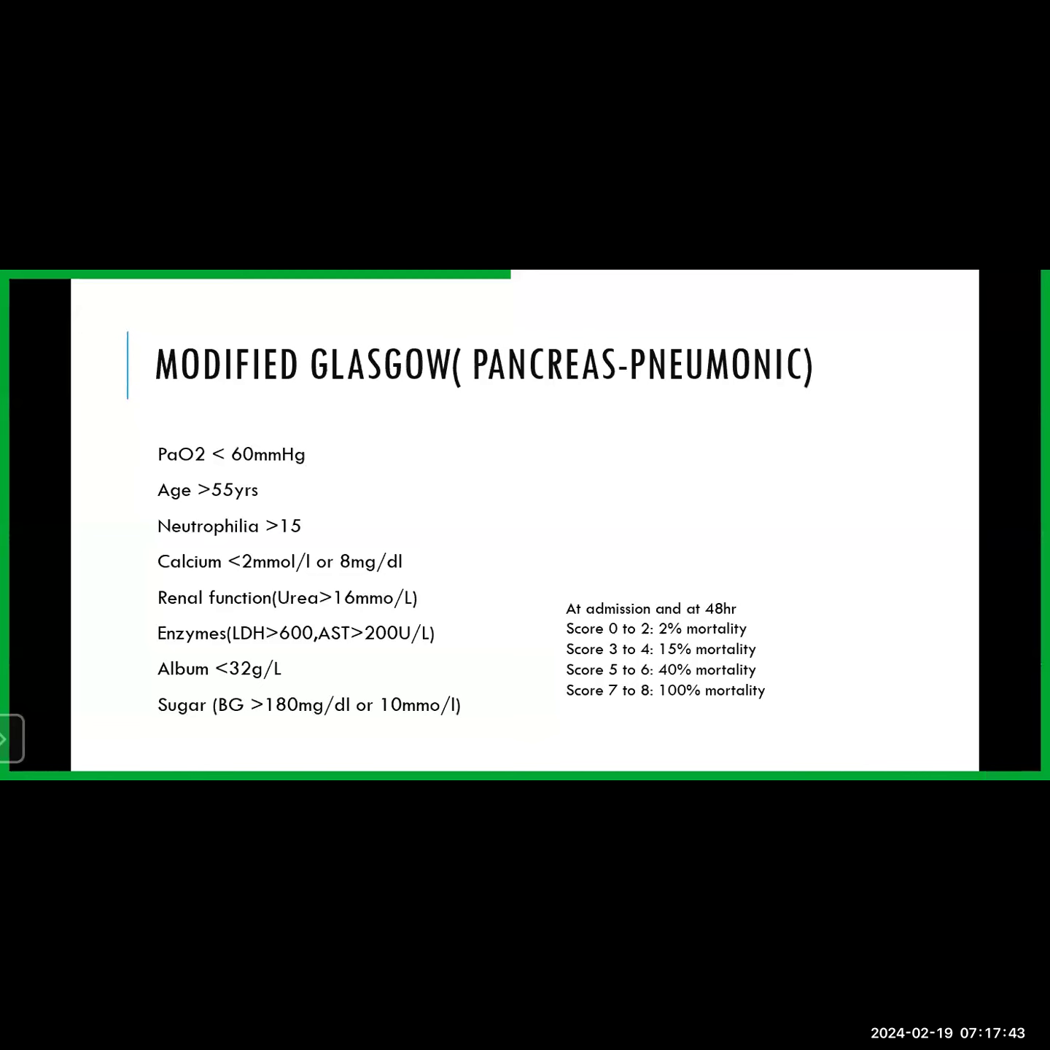And then the modified Glasgow pancreatic mnemonic is used, where P stands for the partial pressure of oxygen less than 60 millimeters of mercury, age greater than 55, neutrophilia greater than 15, calcium less than 2 millimoles per liter, renal function with urea greater than 16 millimoles per liter, enzymes: lactate dehydrogenase greater than 600 units per liter, AST greater than 200 units per liter, albumin less than 32 grams per liter, and blood glucose greater than 10 millimoles per liter.